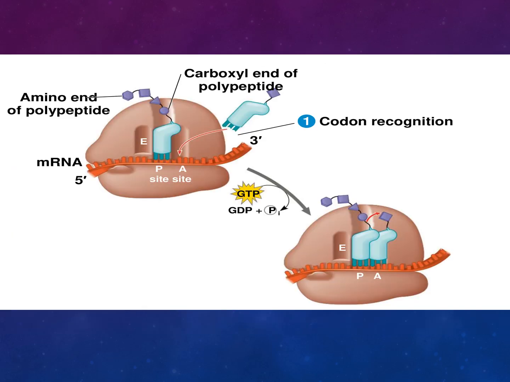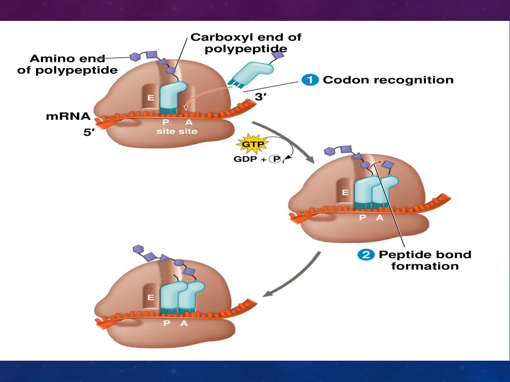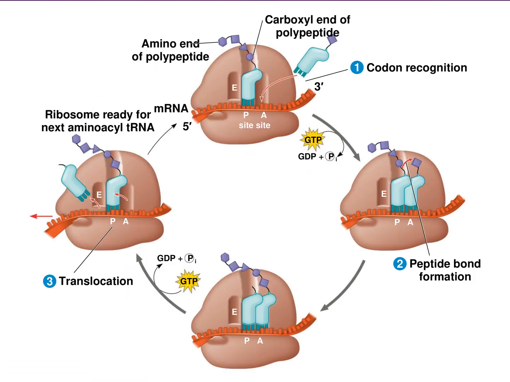So you can see here the elongation stage and the codon recognition. And then the peptide formation here, and then the translocation. You can see the first step involves GTP, and the third step also involves GTP.